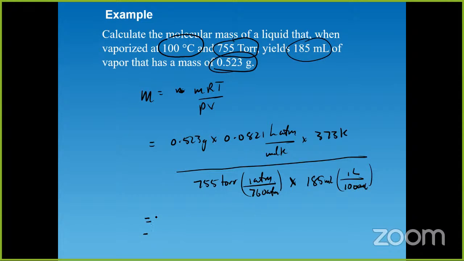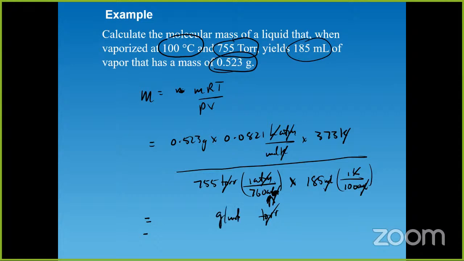So in terms of units canceling, let's see here. Let's start with the Kelvin; that's got to go. The liters will cancel out as well. The milliliters will cancel out. The atmospheres will cancel out. Oh, sorry, this here should be torr. This torr will cancel out with this torr. This atmospheres will cancel out with that atmospheres. So the only units that will remain are grams per mole.